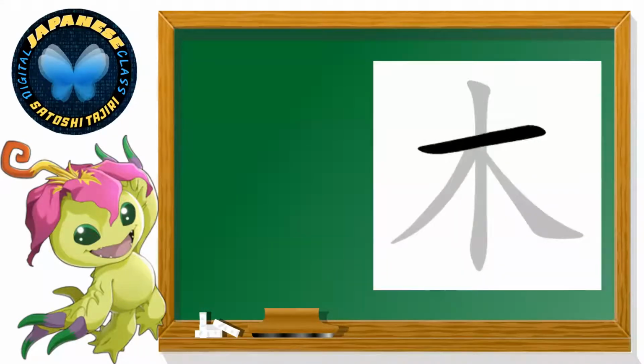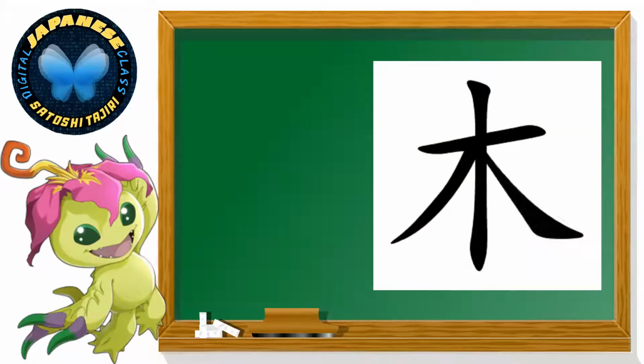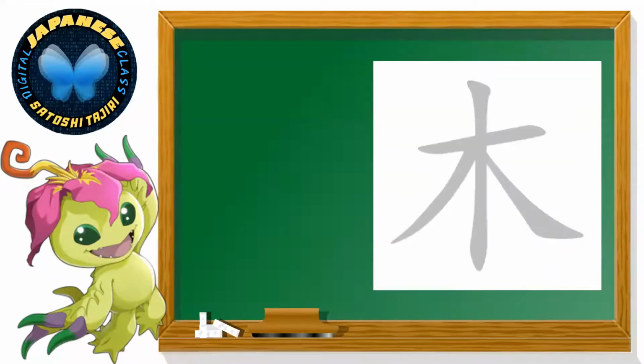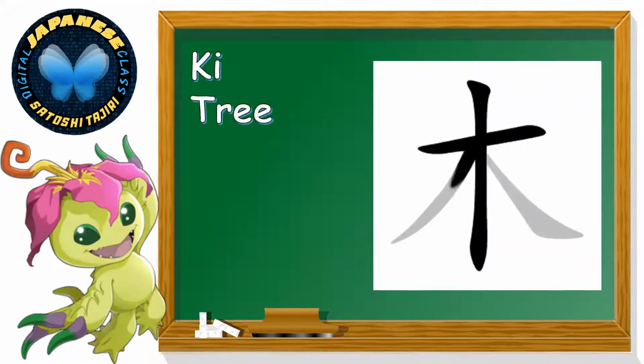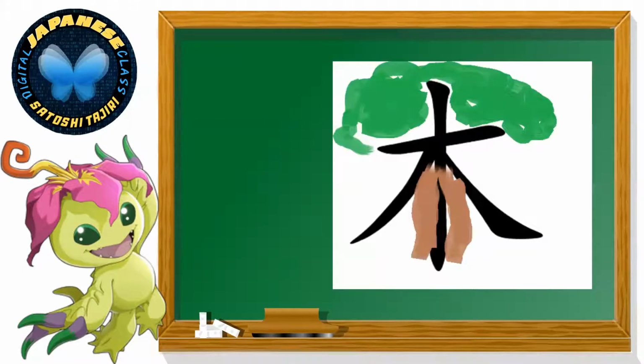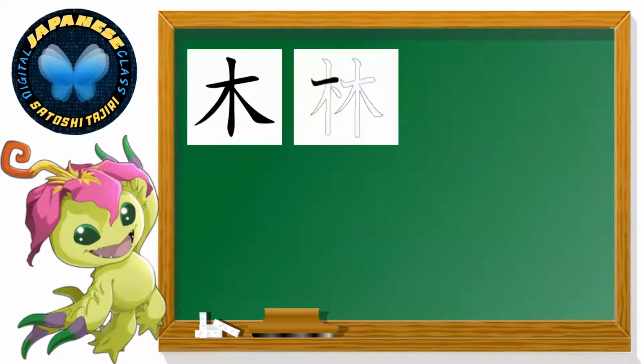Okay, so let's go with the first character here. What do you think will be the meaning of this one? Okay, very good. So that is ki, or tree. So how does it happen? We are forming a shape here, drawing, okay. So let's use our imagination. So ki means tree.